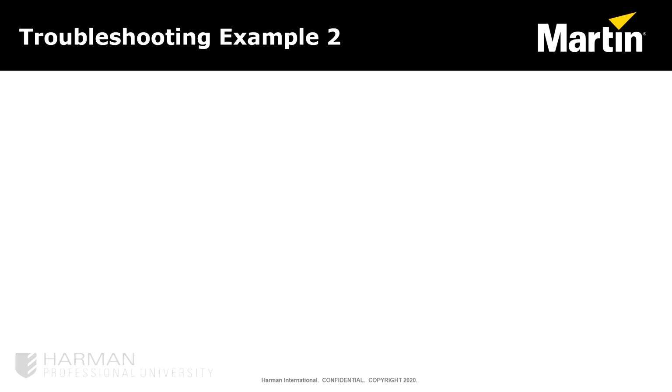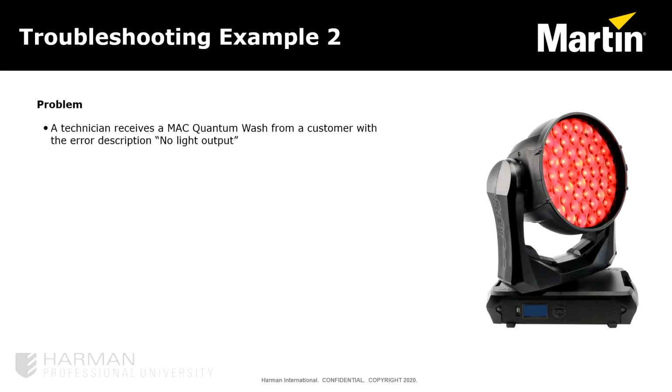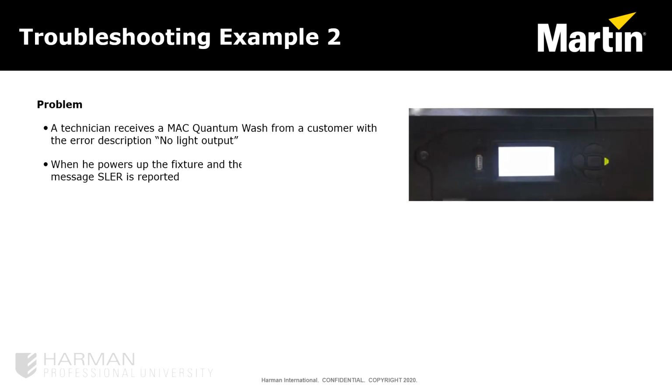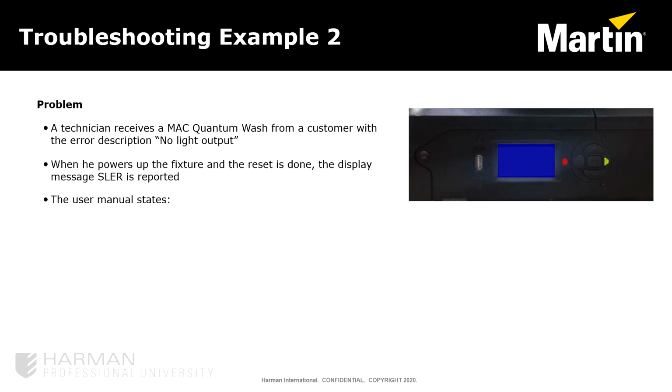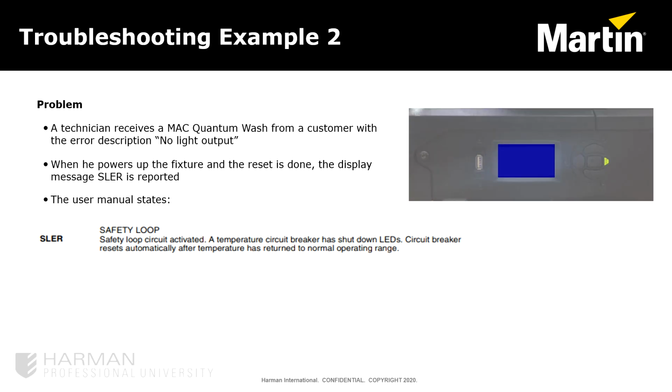Let's review another example of troubleshooting. A technician receives a MAC Quantum Wash from a customer with the error description no light output. When the tech powers up the fixture and the reset is done, the display message SLER is reported. The user manual states, SLER: safety loop circuit activated. A temperature circuit breaker has shut down the LEDs. Circuit breaker resets automatically after temperature has returned to normal operating range.